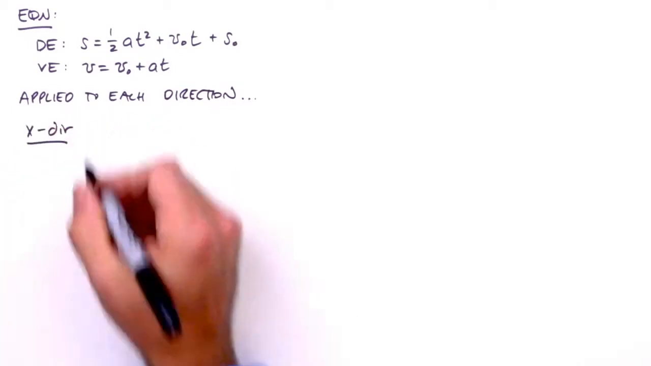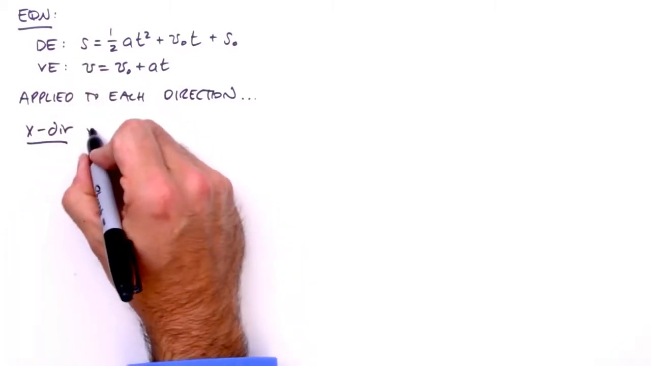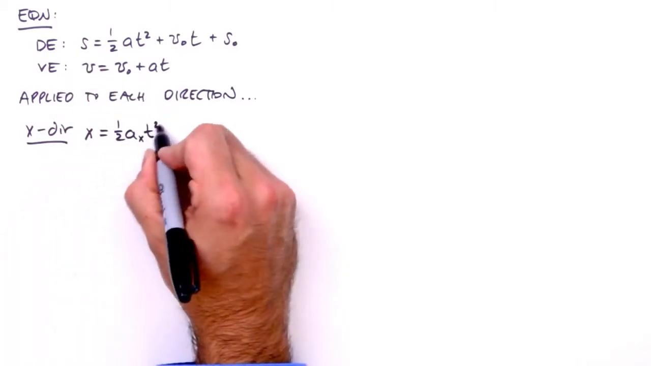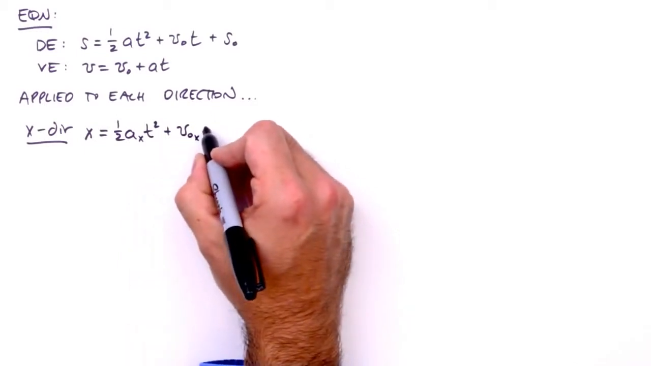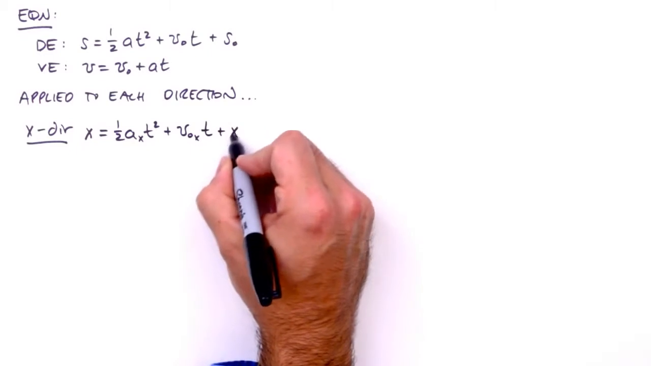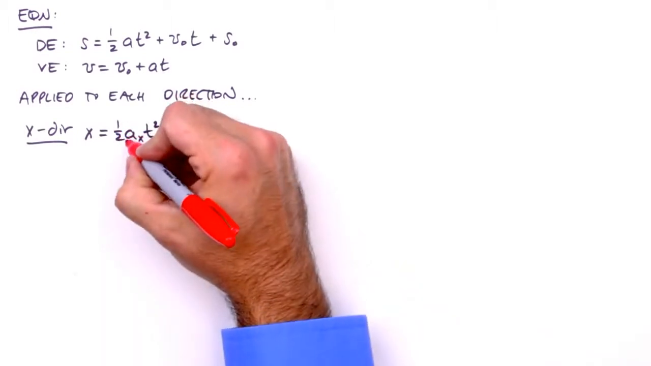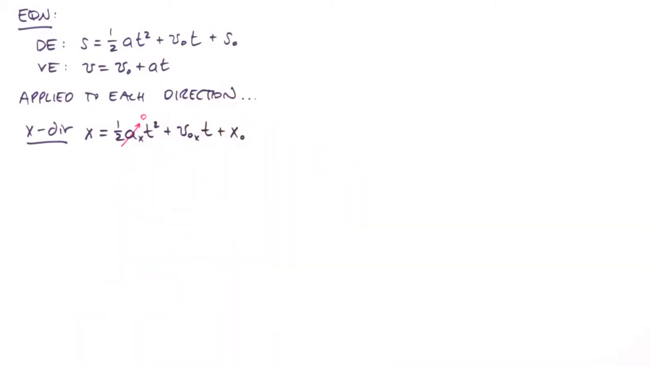So in the x direction, starting with the displacement equation, instead of s, we have x equals 1/2 a sub x, that's the acceleration in the x direction, times t squared, plus v sub o sub x, the x component of the initial velocity, times t, plus x sub o, the initial horizontal position. Before moving on, we're going to simplify this equation. A projectile's horizontal motion is unaccelerated, so we can set a sub x to 0.